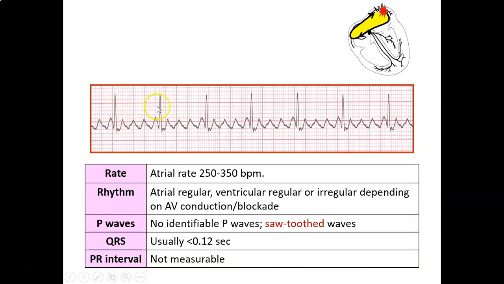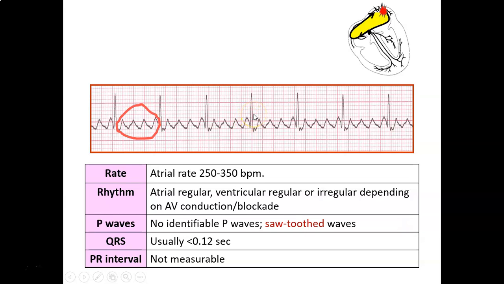QRS complexes are narrow, so it means they are coming from the atria above the ventricles, and PR interval, because no P waves, no PR interval is seen. So this is your atrial flutter with 4:1 conduction.